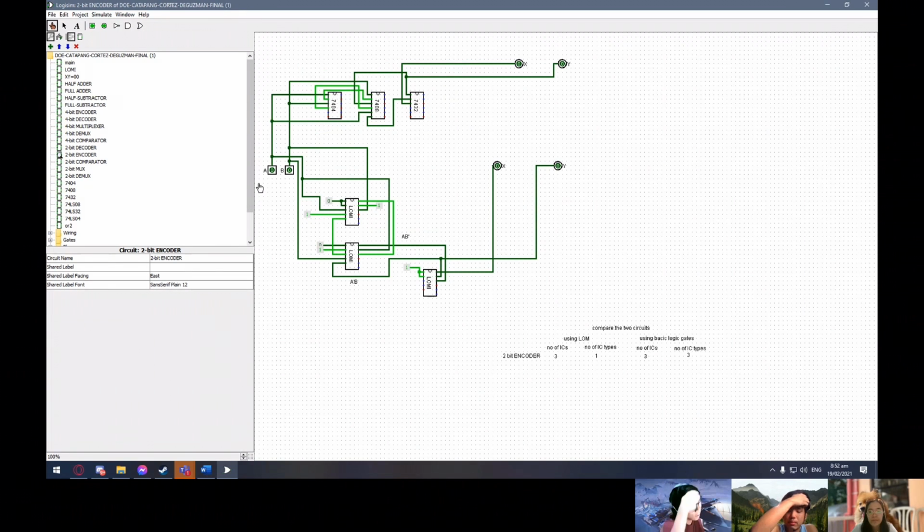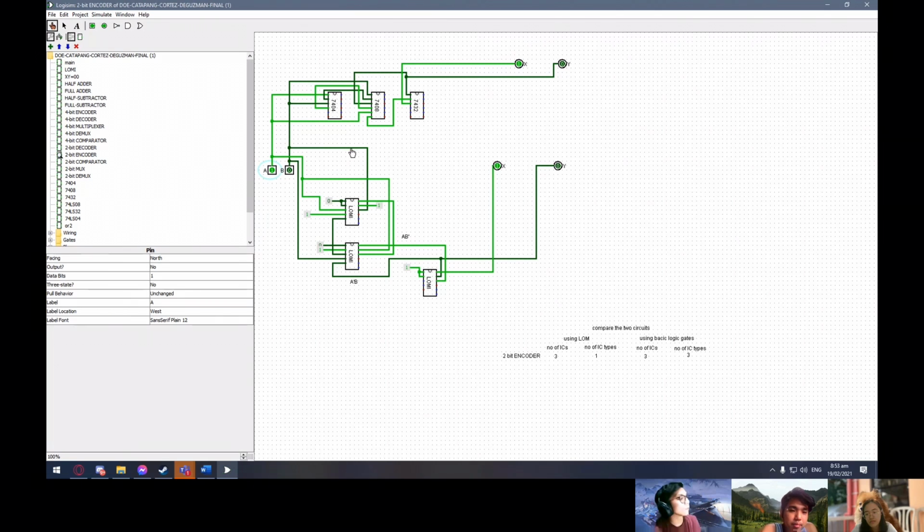So for the 2-bit encoder, an encoder is a combinational circuit that performs the reverse operation of a decoder. By clicking one of the inputs, both the IC circuit from the LOMI and from the 7404, 7408, and 7432 have the same output, and by clicking the second input, they still have the same output, and by clicking the two inputs, they still have the same output.